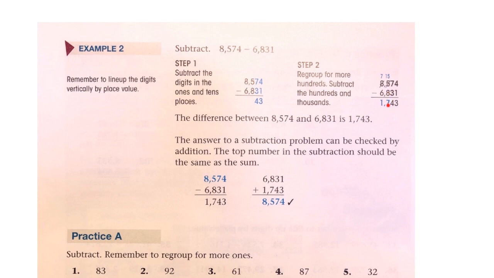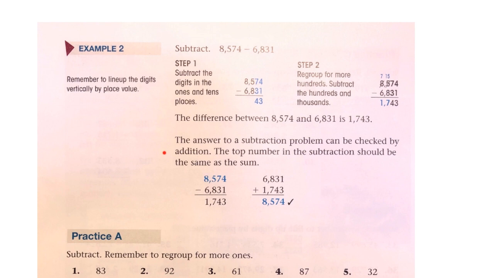15 minus 8 is 7. 7 minus 6 is 1. The difference between 8,574 and 6,831 is 1,743. The answer to a subtraction problem can be checked by addition.